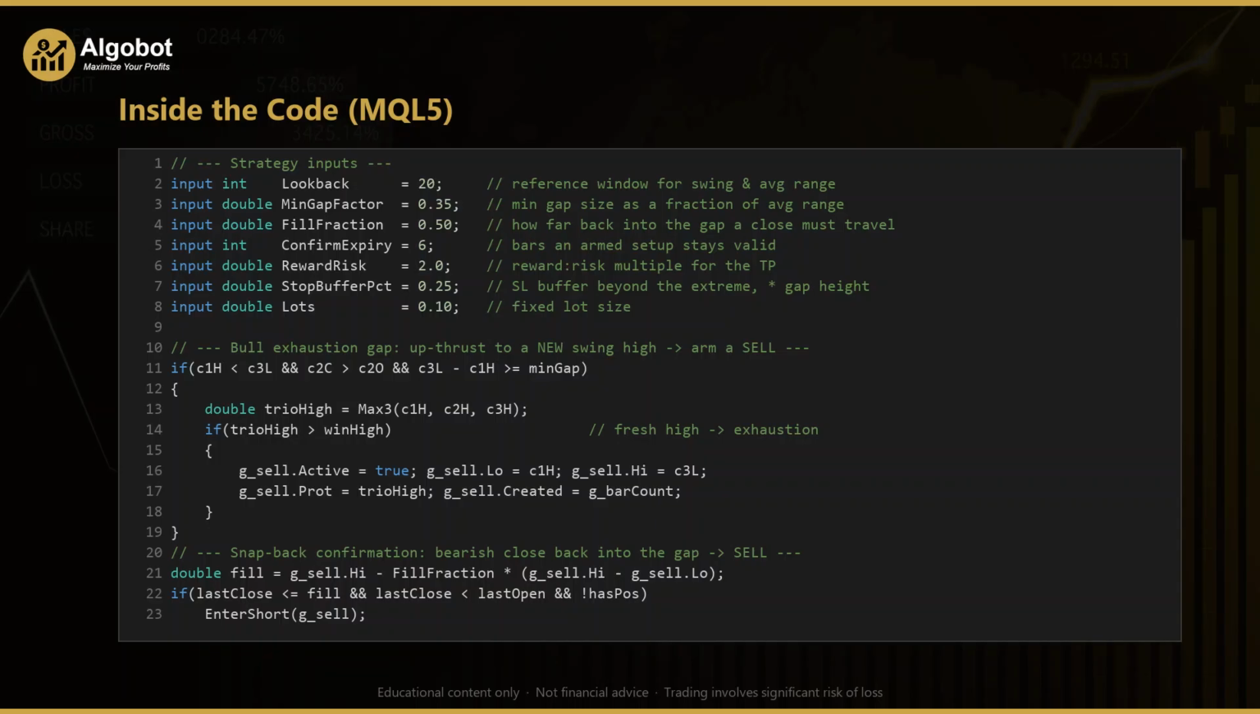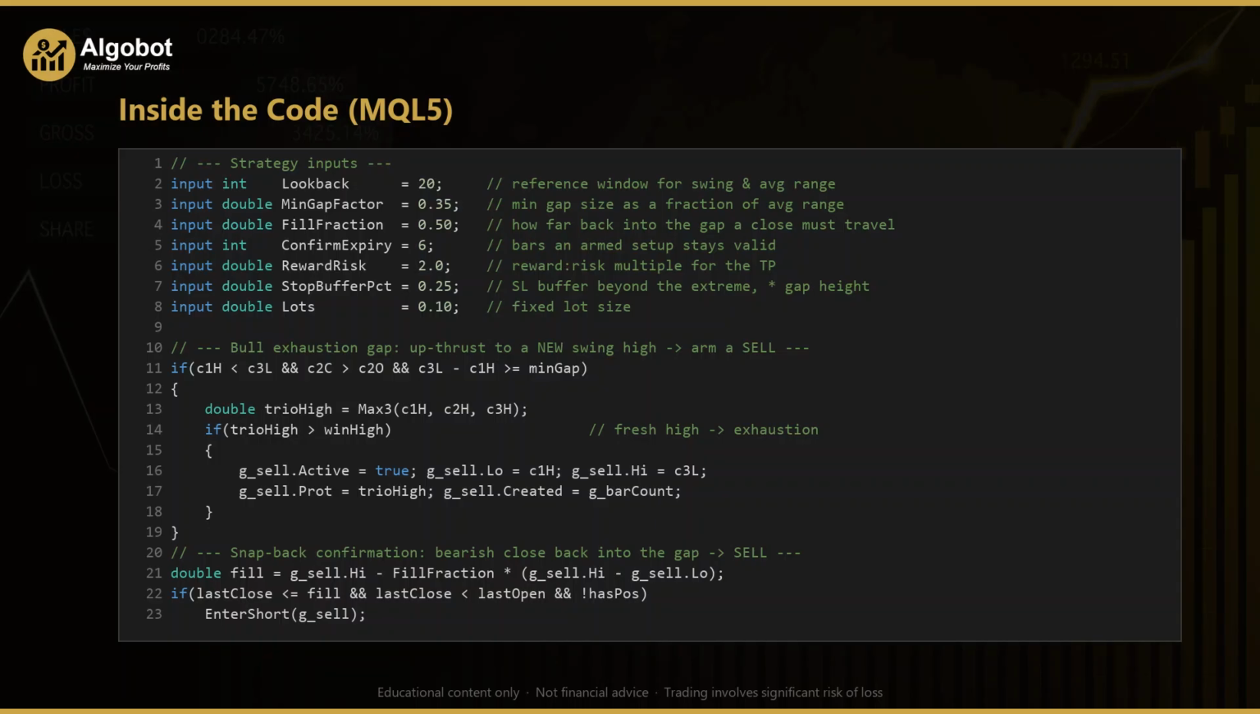Below the inputs is the detection logic. The code reads the highs and lows of the three newest candles, then tests the bull exhaustion condition. Candle 1's high below candle 3's low, an up-closing middle candle, and a gap at least as large as the minimum. If the highest of the three candles also clears the window high, it marks a fresh high and arms the sell, storing the gap edges, the protective high, and the bar count at the moment it armed.